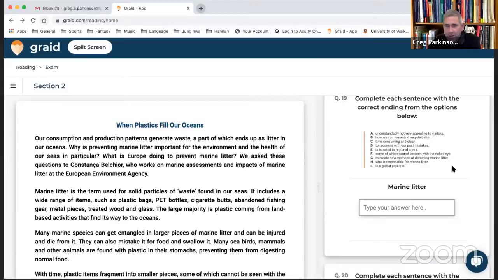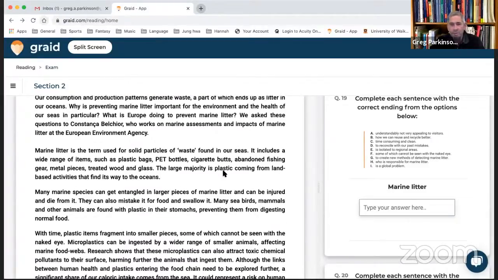H, marine litter, who is responsible for marine litter? Again, grammatically not correct. Now this looks like the most likely answer to me, and it says marine litter is a global problem. Now, because that's my prediction, I think it's going to be easier to find global problem in the reading. So what we're doing right now is we're scanning for the expression or the two words global problem.